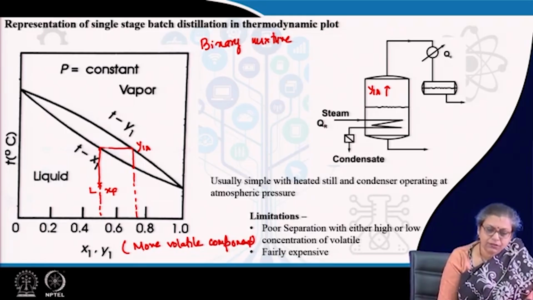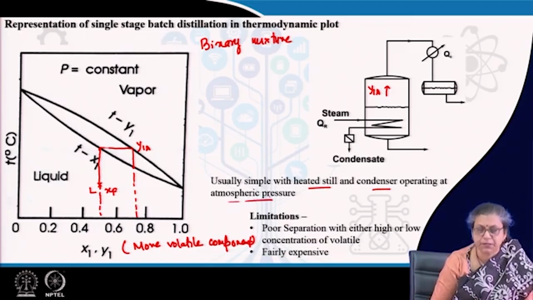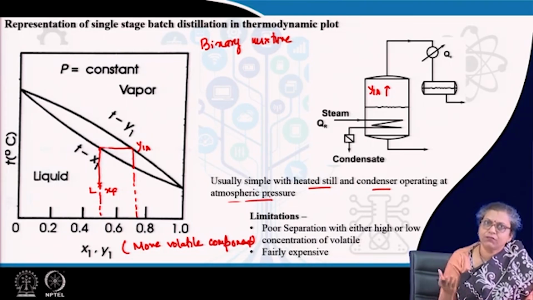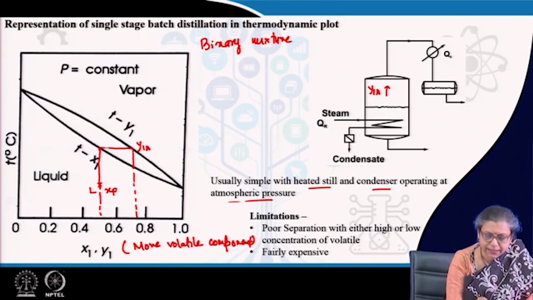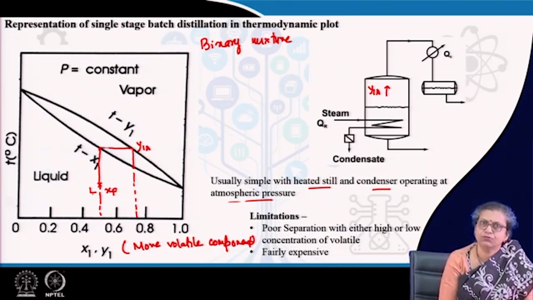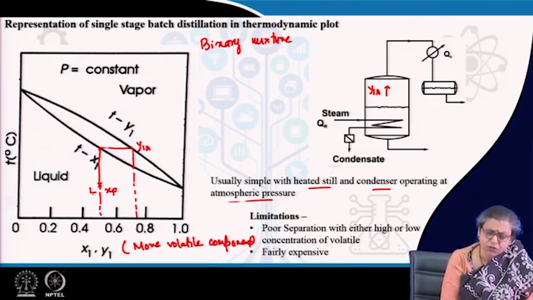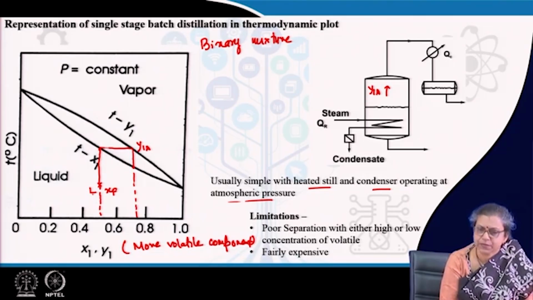Well, now this is very simple, this is the simplest type, as I have told you, with a heated still and the condenser operating at atmospheric pressure. But naturally you have already realized the limitations of this. You can very well understand that the maximum separation that we can get from here is the equilibrium composition in equilibrium with the feed composition. And you also know that under practical situations it is going to be lesser than this. Along with that we know it is fairly expensive.